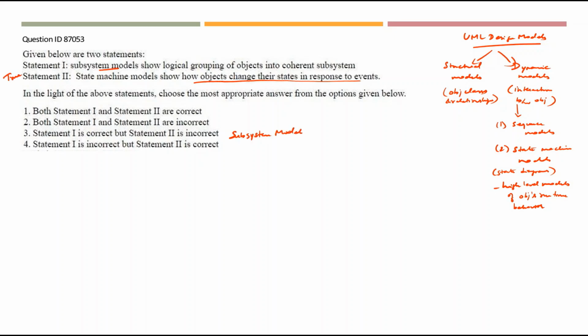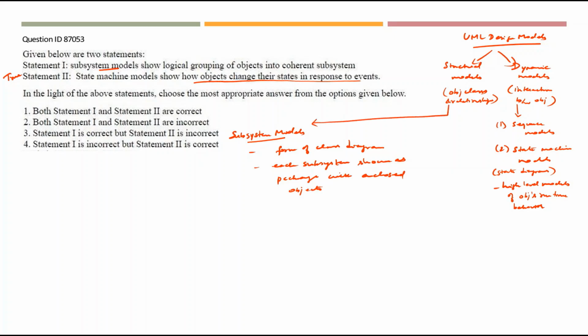Now let's check the first statement. Subsystem models are represented using a form of class diagram with each subsystem shown as a package with enclosed objects. And these subsystem models will be static structural models. Grouping of objects into coherent subsystem is what they mention as package with enclosed objects. So statement 1 is also true. Option number 1, statement 1 and statement 2 are correct, will be the right answer.